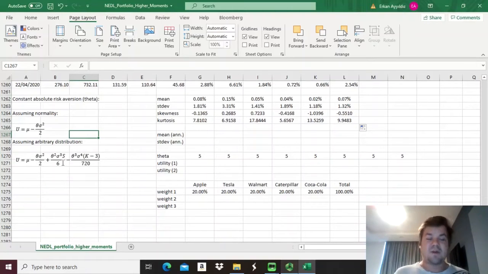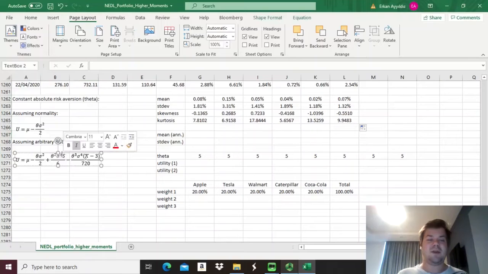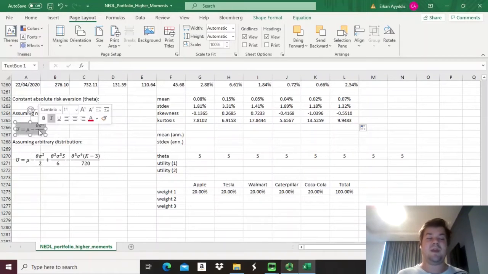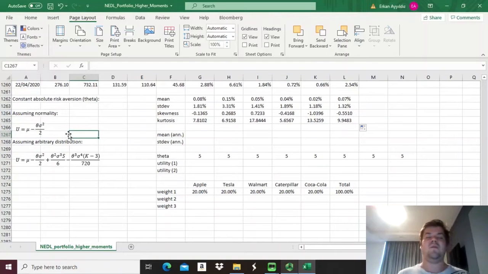And bear in mind that if we have a hypothetical case where skewness and kurtosis are exactly equal to those of a normal distribution, so we'll have skewness of 0 and kurtosis of 3, so excess kurtosis of 0, then those two terms will just disappear and we'll be left with the regular utility function that we are assuming when the normality assumption is in place.